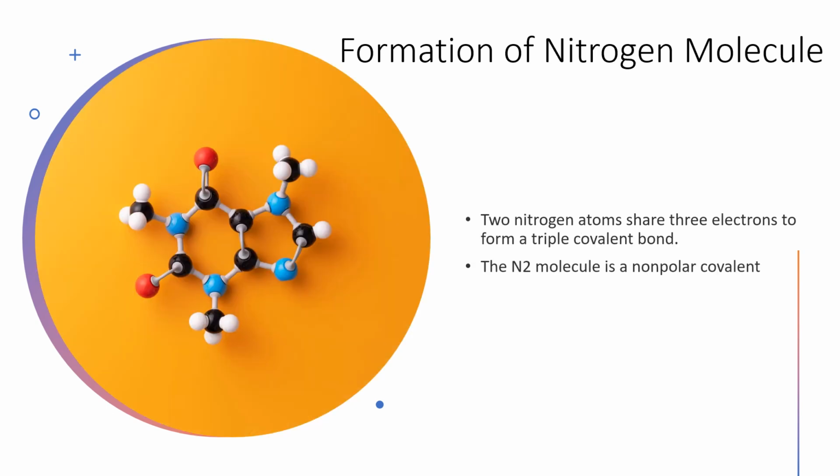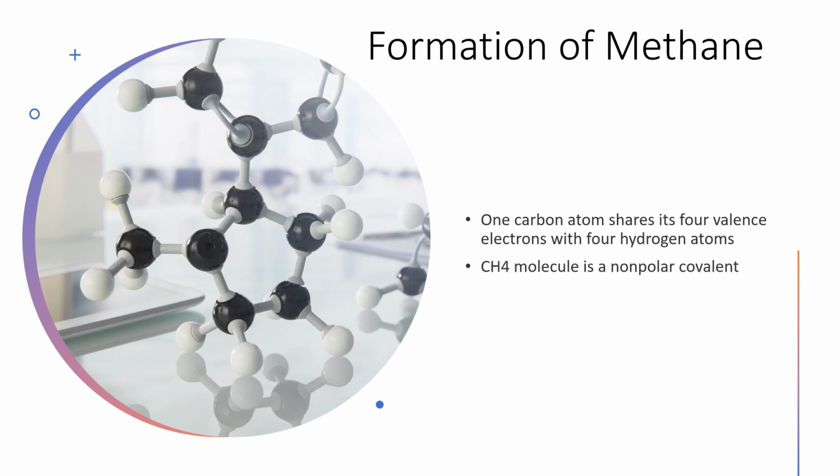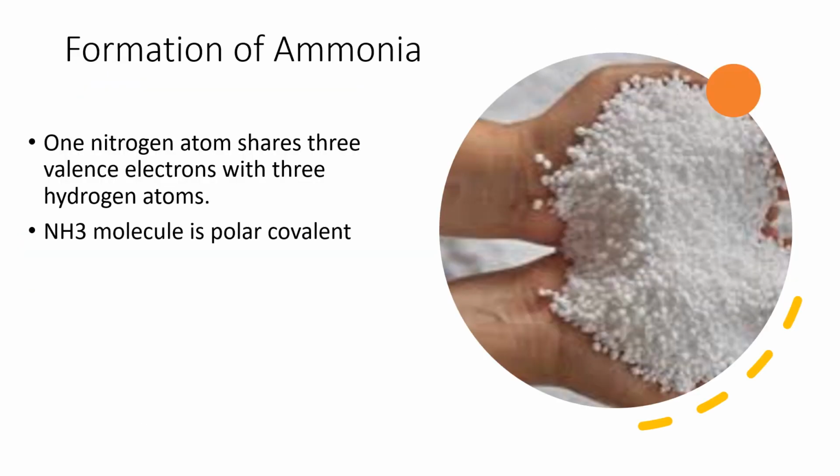Formation of nitrogen molecule. Two nitrogen atoms share three electrons to form a triple covalent bond. The N2 molecule is a non-polar covalent. Formation of methane. One carbon atom shares its four valence electrons with four hydrogen atoms. The CH4 molecule is a non-polar covalent.